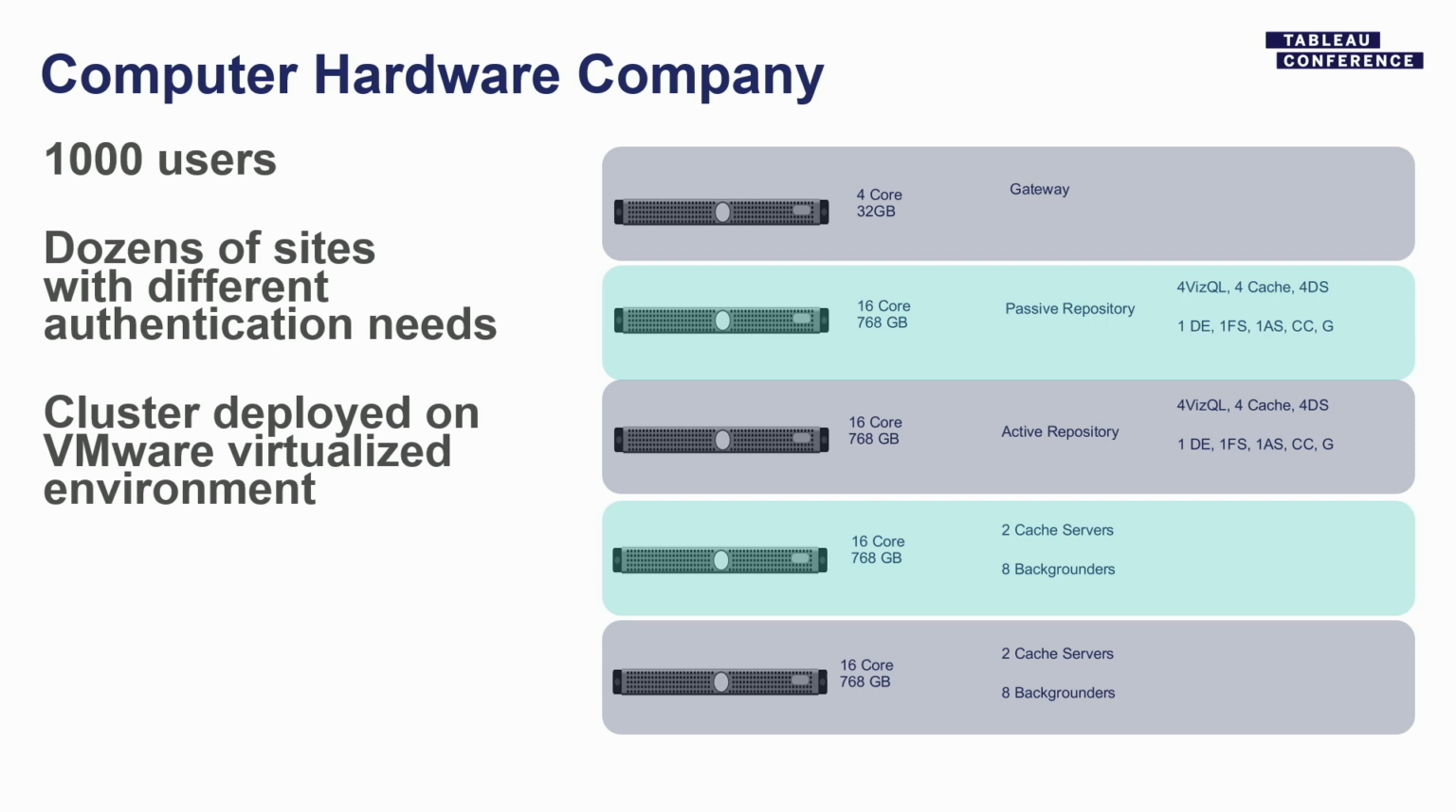So this particular company is a computer hardware company, and they have just a couple main locations. One of the things that they had to think about was that they do have dozens of sites. Even though they have a couple of geographic locations, they had numbers of teams at those locations, and so they wanted to segregate some of their content. And so they set up different sites. They also wanted to do a lot of VM clusters so that they didn't necessarily have to run on their bare metal machines all the time.